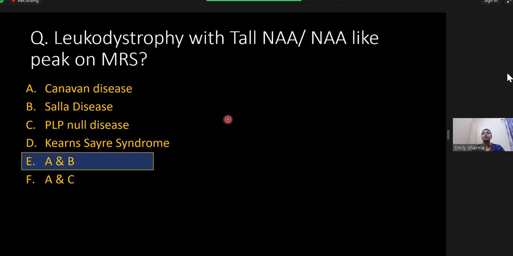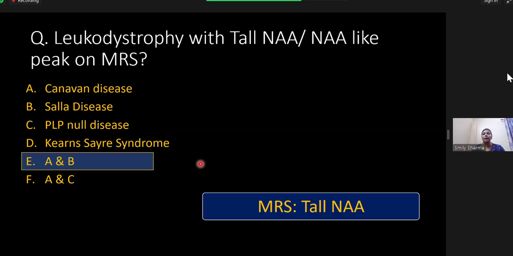The correct answer is that a tall NAA-like peak is not only seen in Canavan's, but also in Salla disease, which is a hypomyelinating leukodystrophy, which we will see in a subsequent slide. In PLP null disease, actually a very small NAA peak is seen, because it is a type of PMD, Pelizaeus-Merzbacher disease, in which there is a deletion mutation. And Kearns-Sayre disease is not associated with an NAA peak, but it is a mitochondrial disorder and is associated with a lactate peak.